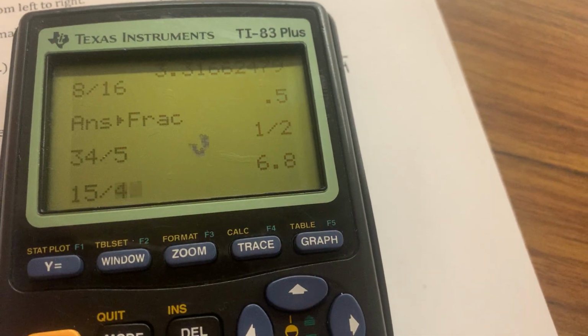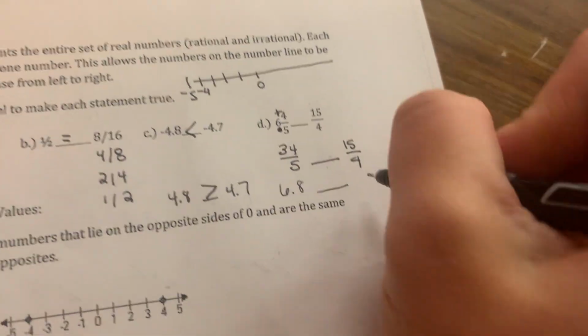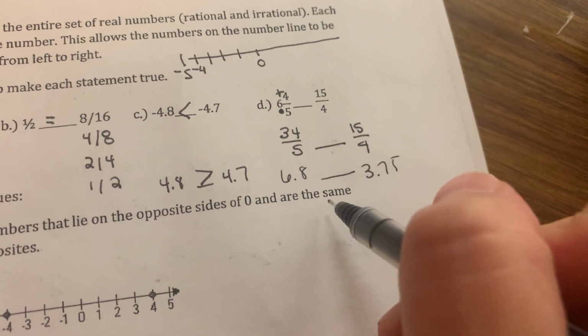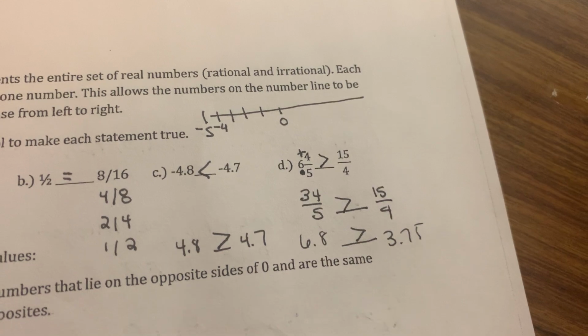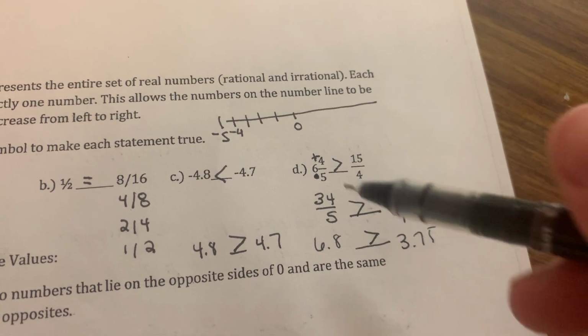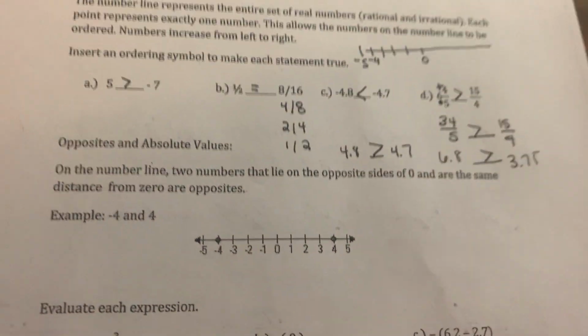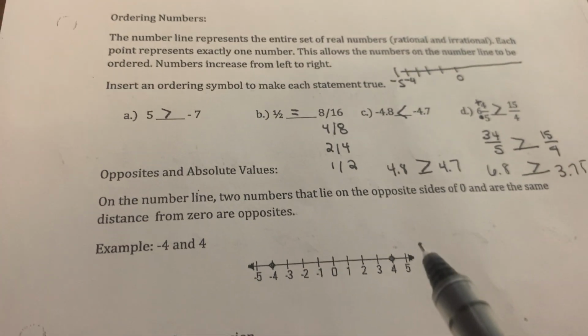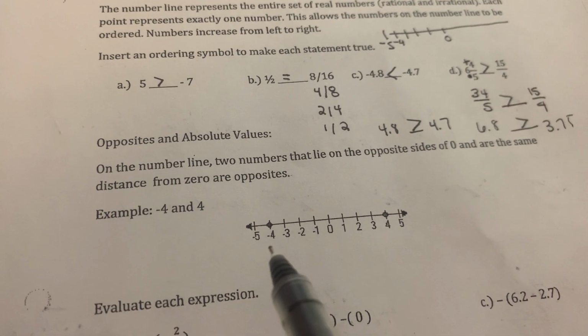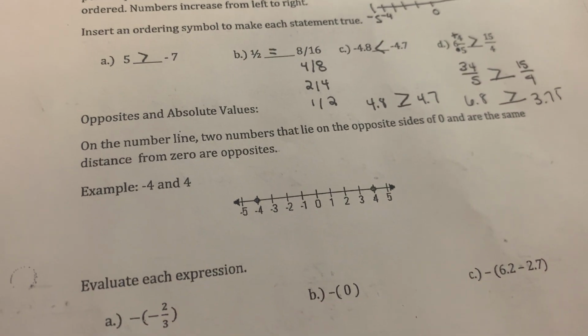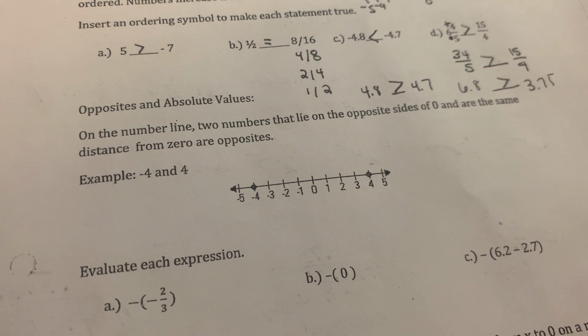15 divided by 4, 3.75. What's obvious, this is greater, so go back to your original statement. 6 and 4 fifths is greater. You have to go back to the original number. All right, so it seems a lot, but it's just a lot to review. There's a few lessons in one. When we get into the first chapter, it won't be quite like this, okay?